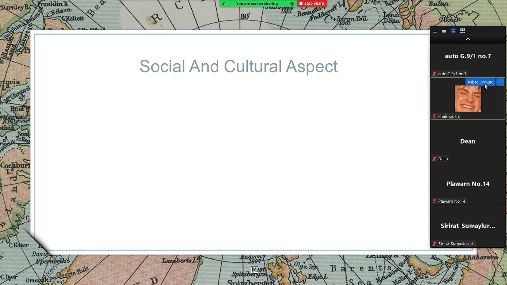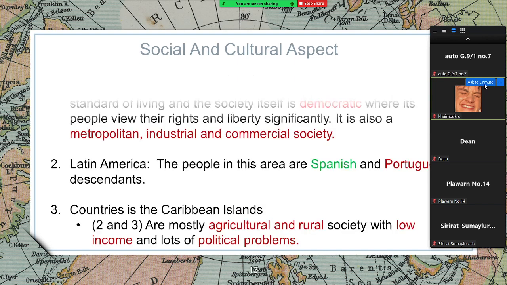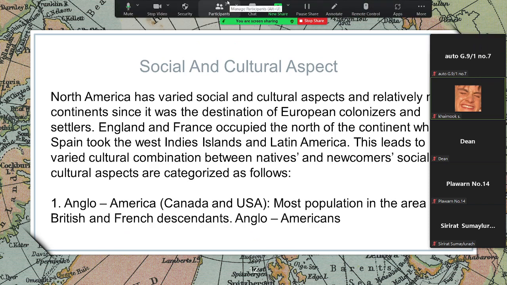So we will talk about the things that affected their culture, and their social lifestyles. First, North America has varied social and cultural aspects.